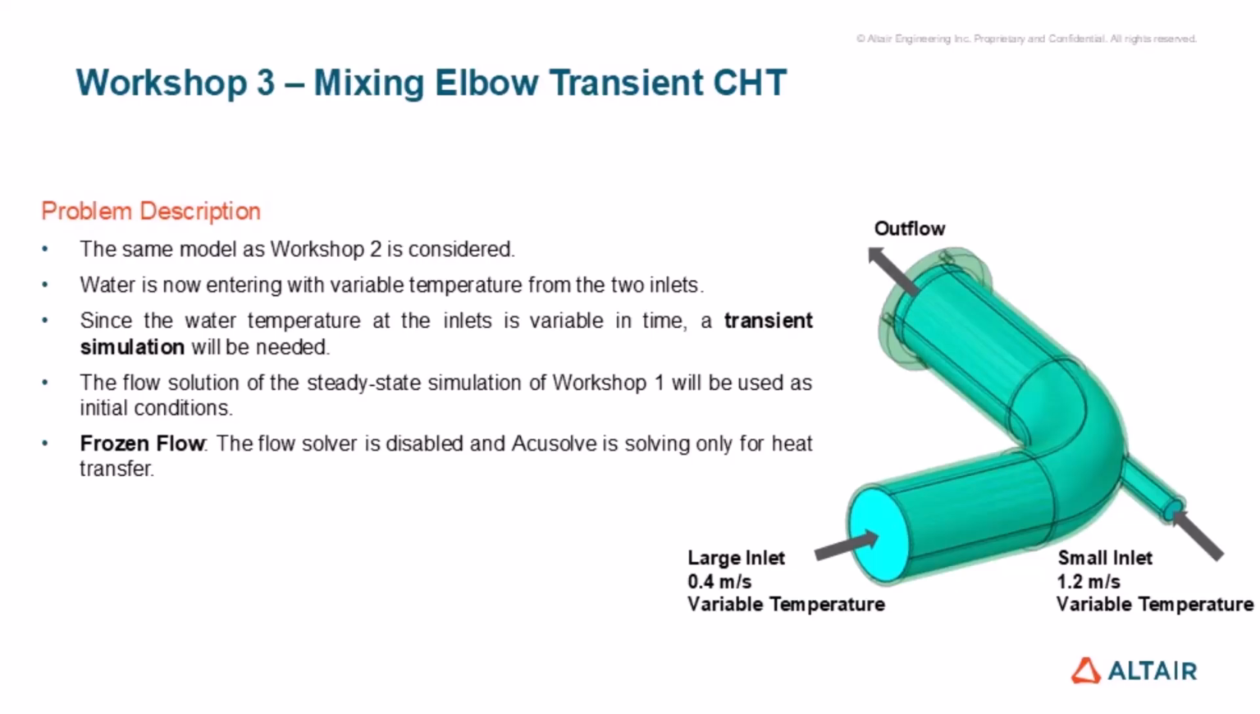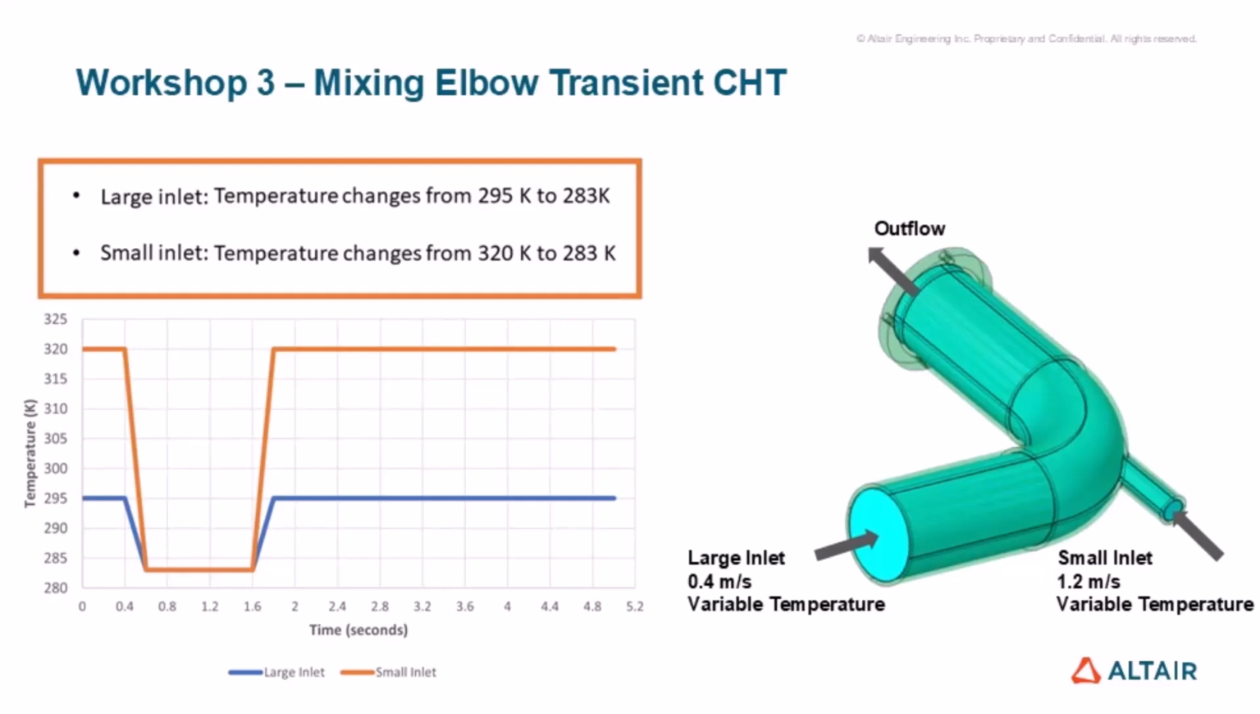The objective of this third tutorial is to demonstrate the frozen flow approach with AccuSolve. We will be using the same model and the mesh generated from the second tutorial. But for this problem, the temperature of the inlet will change to 283 Kelvin, stay there for 1 second, and bounce back up. The frozen flow approach is the best way we can solve the energy equation separately from the mass conservation and momentum equation.